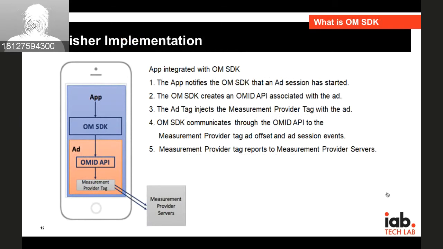The Open Measurement SDK creates a conduit called the Open Measurement Interface Definition API associated with the ad. The publisher ad server injects the measurement provider tag with the ad, and then the Open Measurement SDK communicates through the Open Measurement Interface Definition API to the measurement provider tag, providing ad offset and ad session events. The measurement provider tag then reports this information to their servers. Next slide, please.